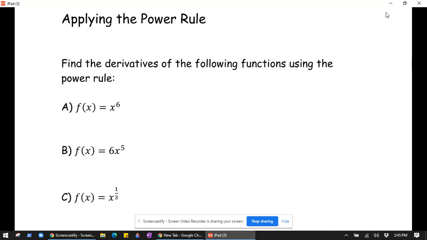We want to find the derivatives of these functions. With the power rule, it's straightforward, right? We bring down the 6, we diminish the power by 1, and that's the answer.